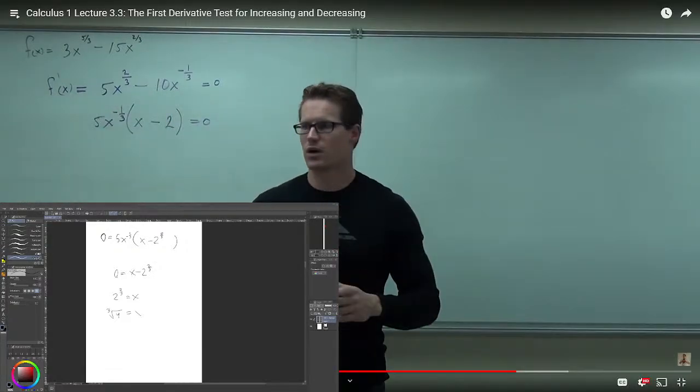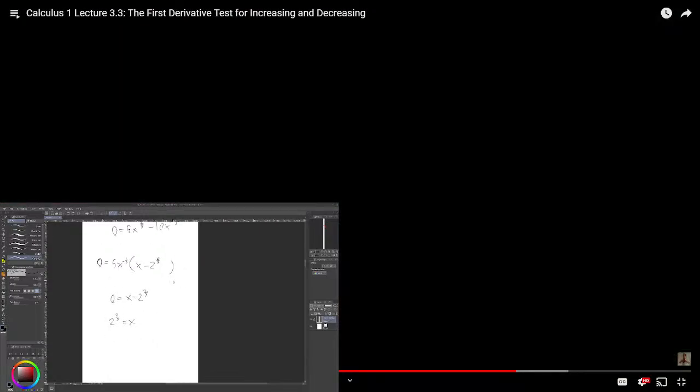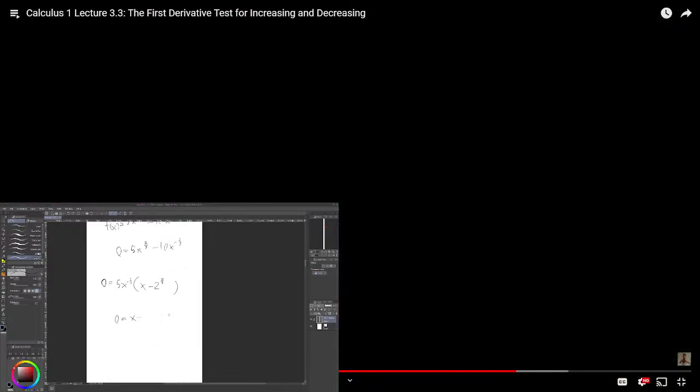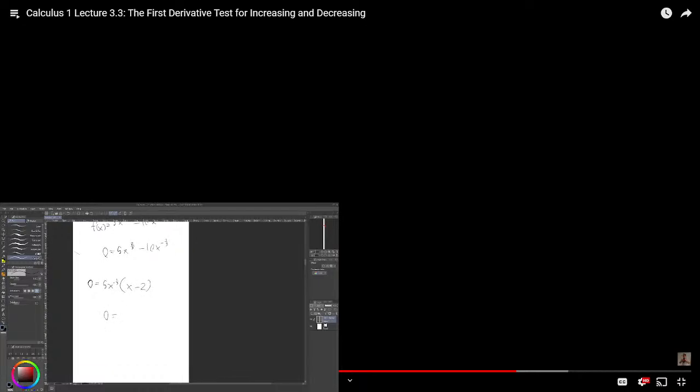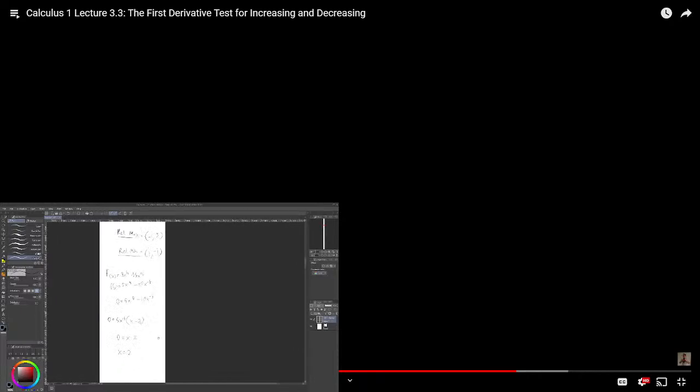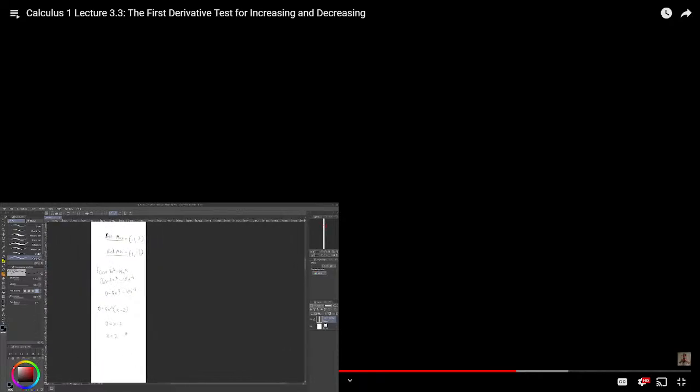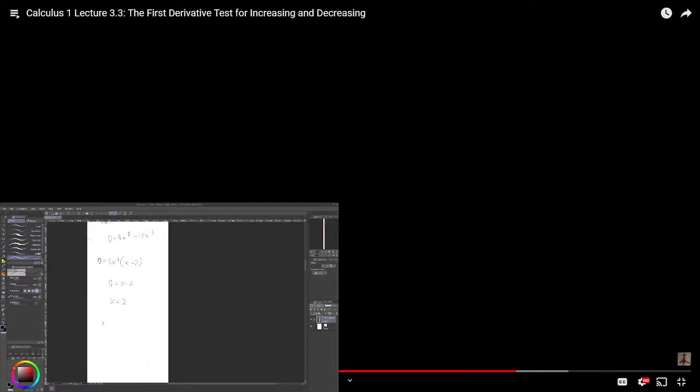Oh, wait. How'd they get 2/3? Because I added them. So that's the only point? We didn't do the denominator.